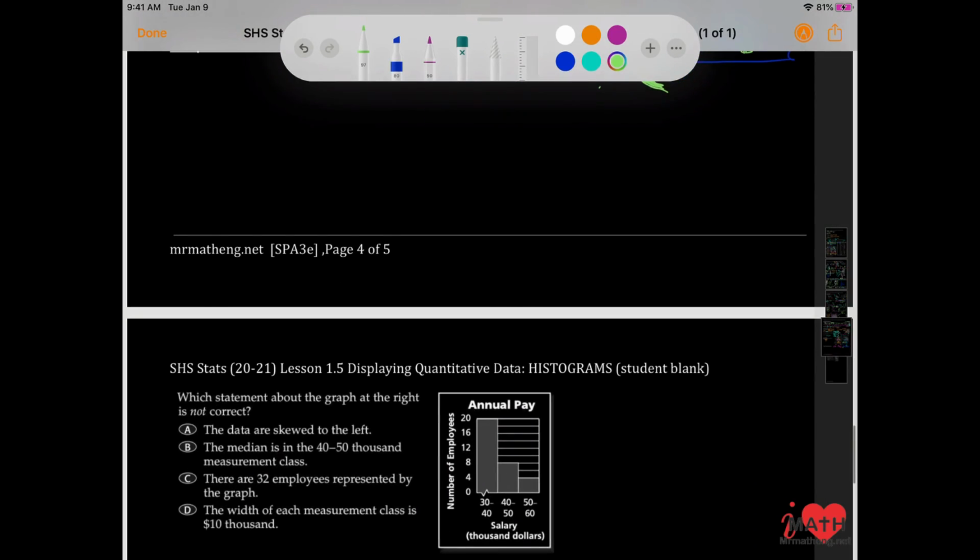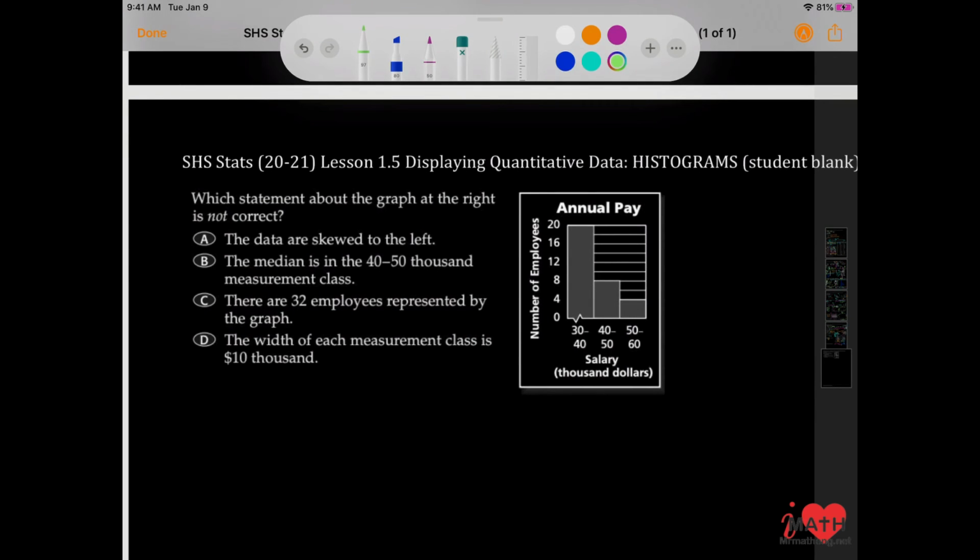And one more question. Which statement about the graph is incorrect? So I'm going to circle not correct, which means what we're trying to look for is one that's false. Which one is false? Okay. So here I have a histogram. I see salaries in thousands of dollars. So 1,000 looks like this. So if I take 50 here, this would be 50 times 1,000. That means this person is making $50,000.